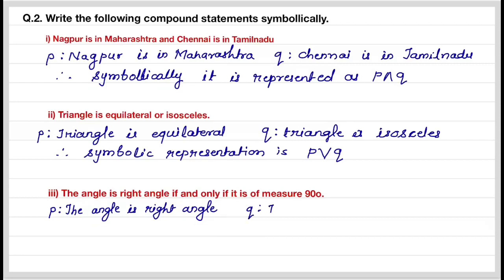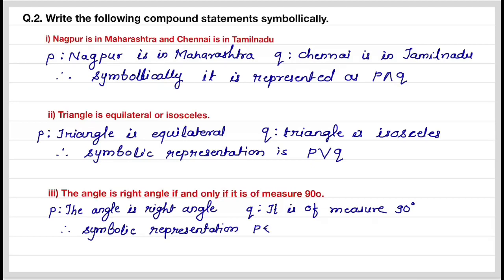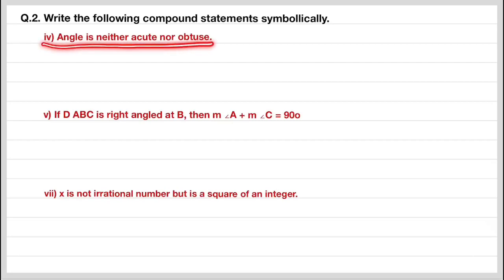And second, it is of measure 90 degree. Therefore, symbolic representation P double implies Q. This is the representation of biconditional statement. We will see next example.